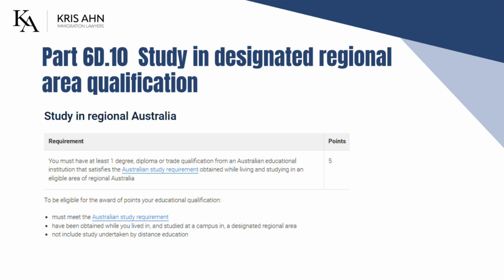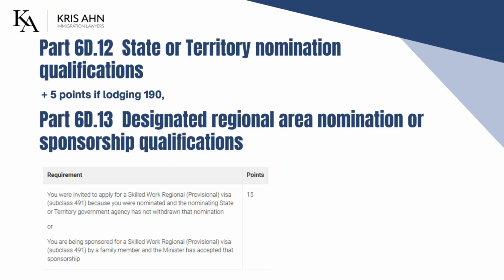If she was living there in Newcastle, and Newcastle is a designated regional area, just in the interest of time, I'm just going to tell you that it is, then yes, she gets 5 points for that as well. No partner, so 10 points. And if she lodges the 190, she gets 5 bonus points. And if she lodges the 491, she gets 15 bonus points.